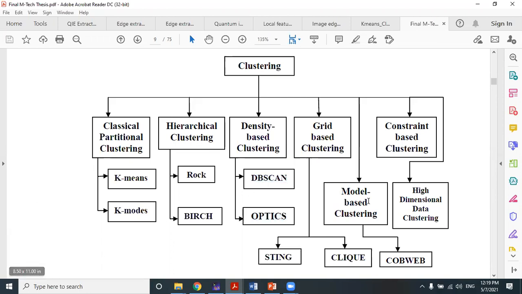So these are the various kinds of clustering. You have understood that there is such a widespread of different kinds of clustering. So which type of clustering are you going to use?